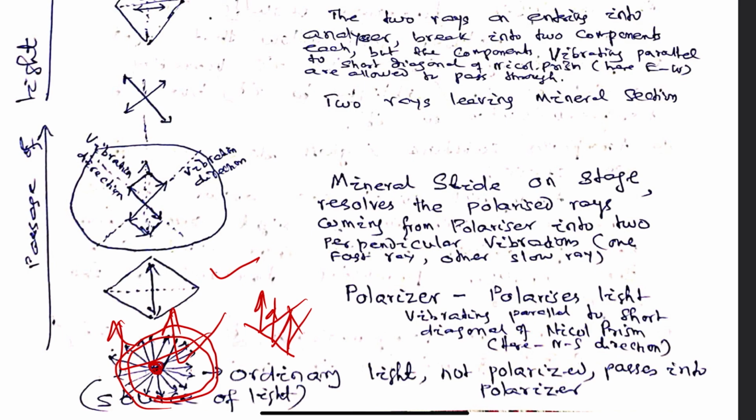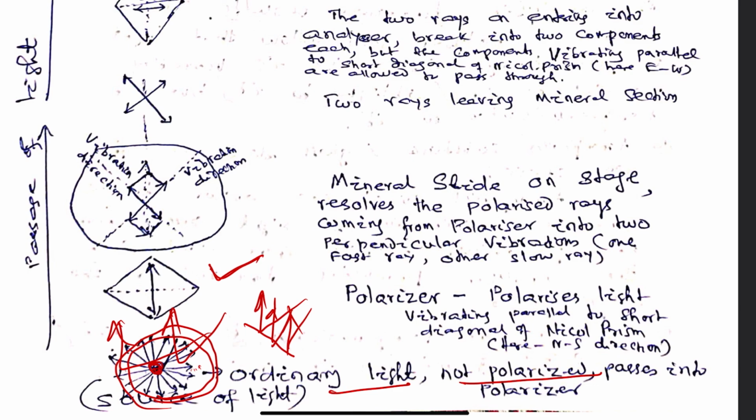to enter into the polarizer. The light which comes from the light source is ordinary light. It is not polarized. And for optical study of rocks and minerals, it is required that light should be polarized. Therefore, we make use of a polarizer or nicol prism. Generally in microscopes we make use of nicol prisms. Nicol prisms are a type of polarizer.